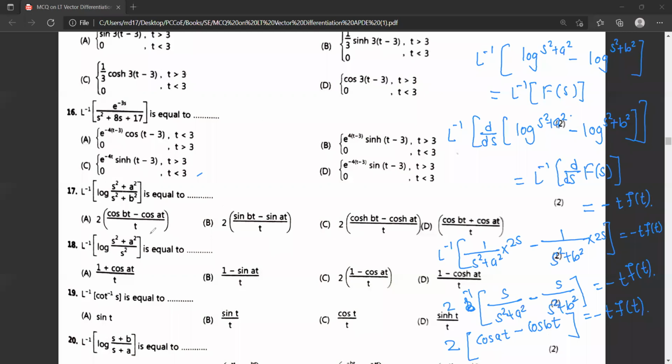आपल्याला FT हवा आहे. We want f of t. So what is f of t going to be equal to? f of t is going to be equal to minus ने multiply करा आधी. So हा 2 times होणार काय होणार? Cos of BT minus cos of AT divided by t. So which answer is correct? A. Understood. Is this clear to each one of you?